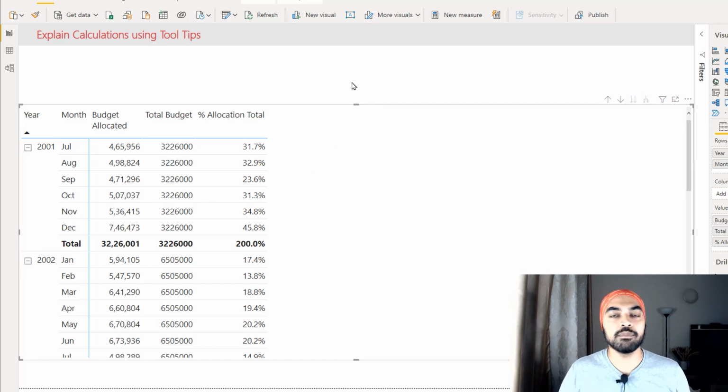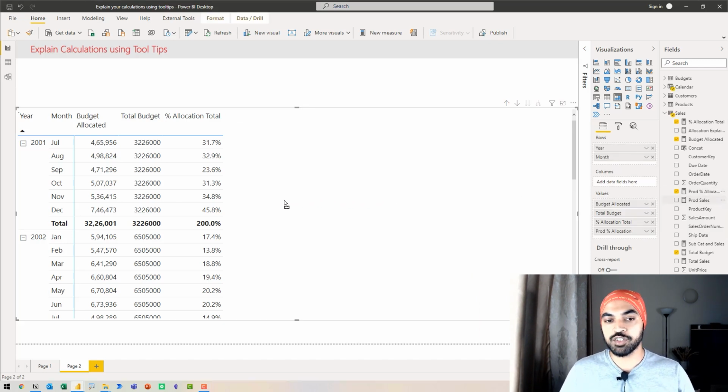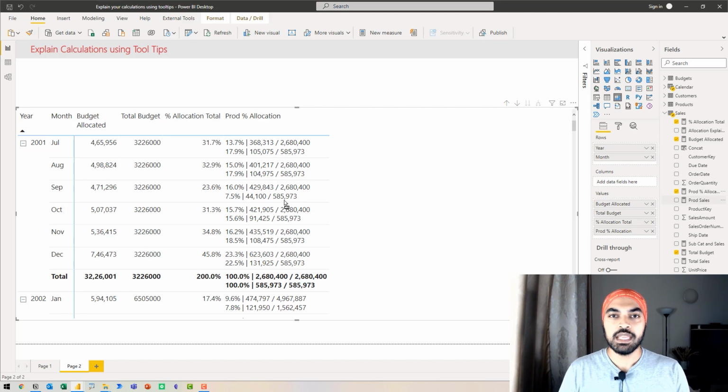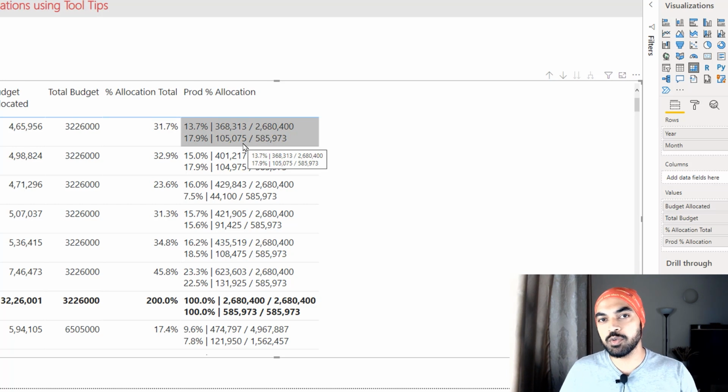And I've also created a measure for that as well. All right, let me just get that measure in. That is product percentage allocation. If I just get that measure in, you can see that in this particular measure, the output is how many unique products did I have in that particular month. So there are 2 rows here. That means that I had 2 unique products. I keep saying products, but it's actually subcategories. So I had 2 unique subcategories that were sold in that particular month, 13.7% and 17.9%.